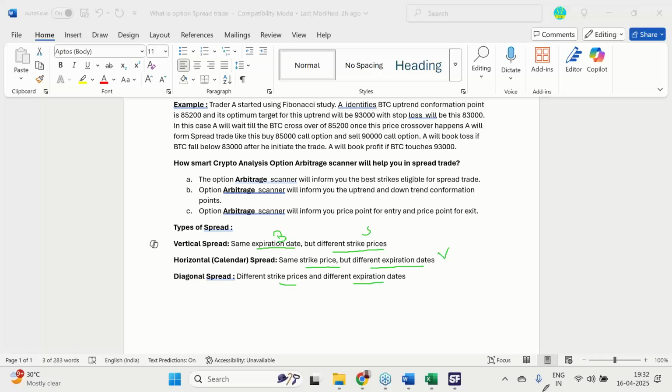Vertical spread: same expiry, different strike. Horizontal: same strike, different expiry. Diagonal: different strike, different expiry. Diagonal spread. These are the 3 different types of spreads.